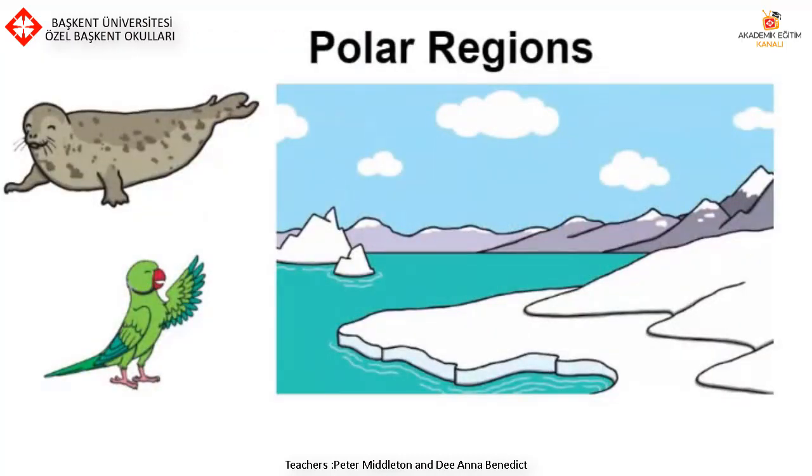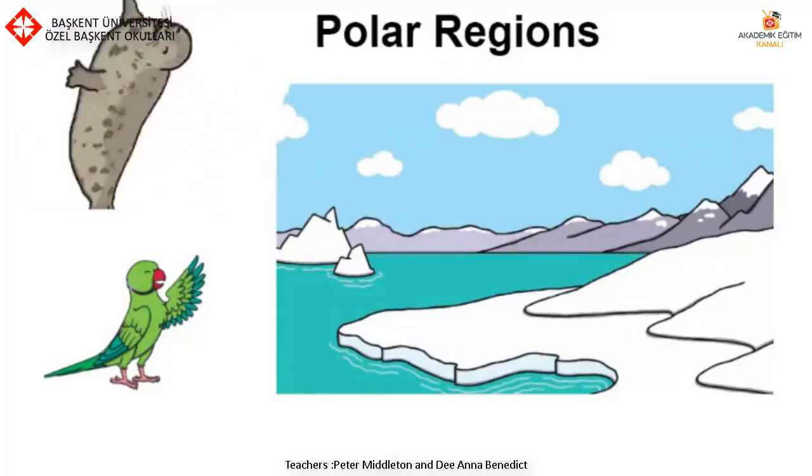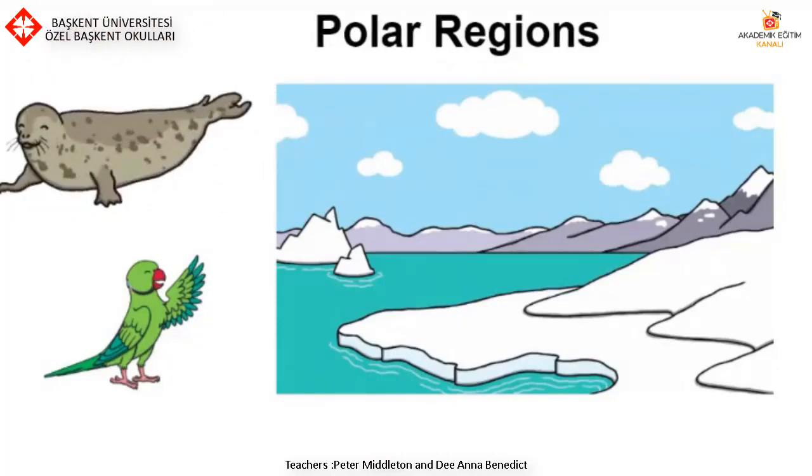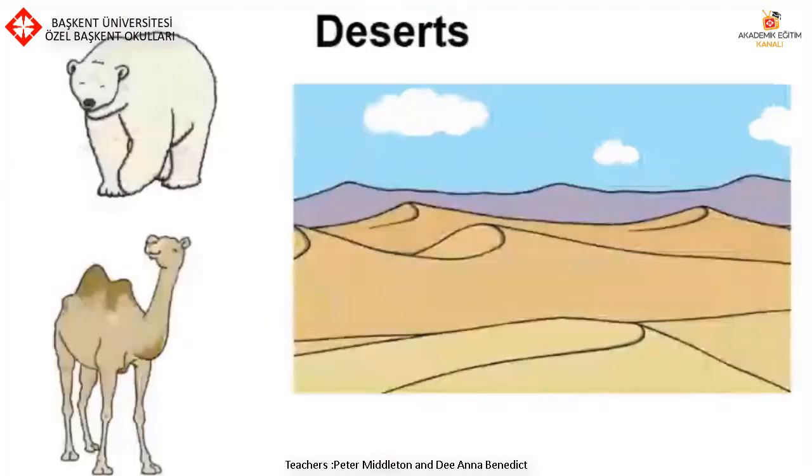Let's look at some of our habitats. Here are the polar regions. Which animal lives in the polar regions? The seal or the parrot? Why? Can you think which animal it is and why? That's right, it's the seal. Why do you think the seal lives in the polar regions? Where does the parrot live?